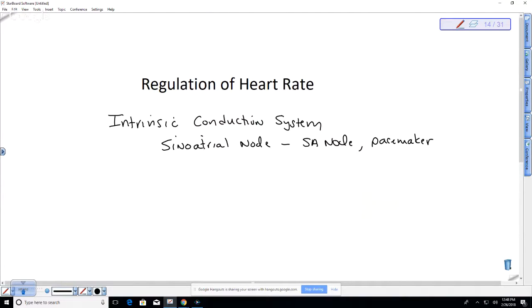The pacemaker on its own will send a signal about 75 times per minute. So 75 beats per minute is what the sinoatrial node will cause. We can modify that, and we'll talk about that extrinsically. The nervous system actually innervates the SA node and can slow it down or speed it up.